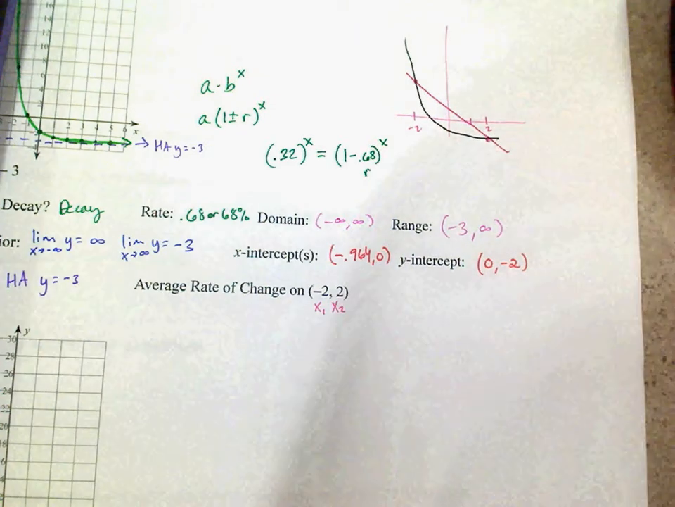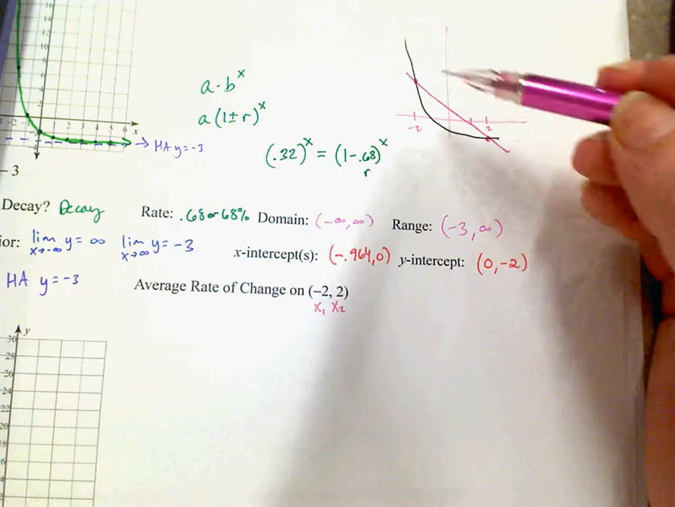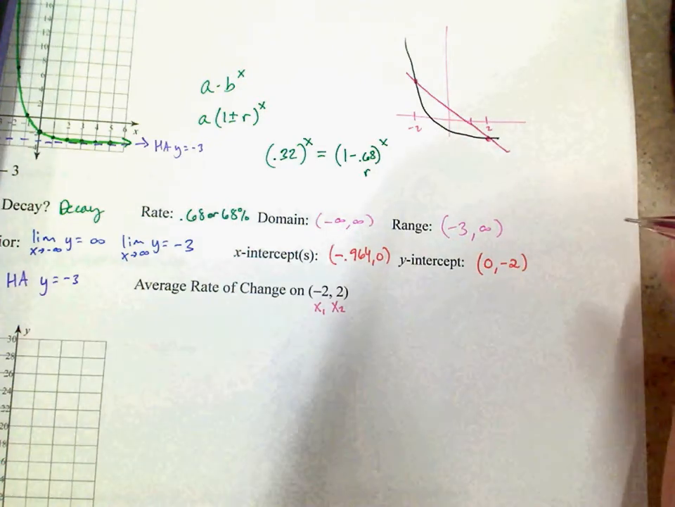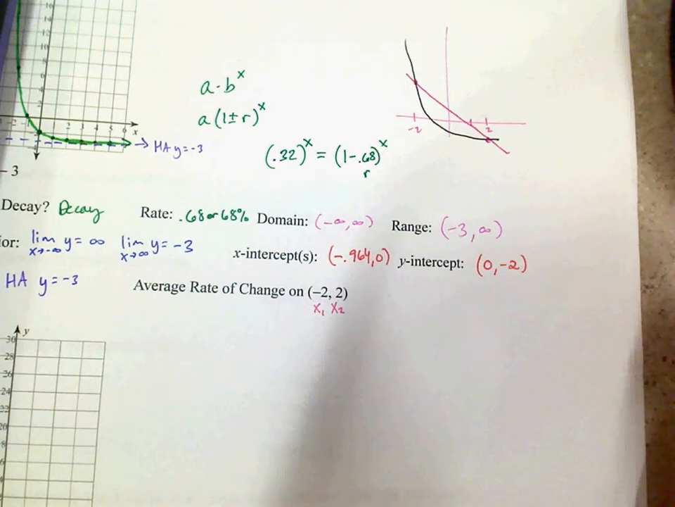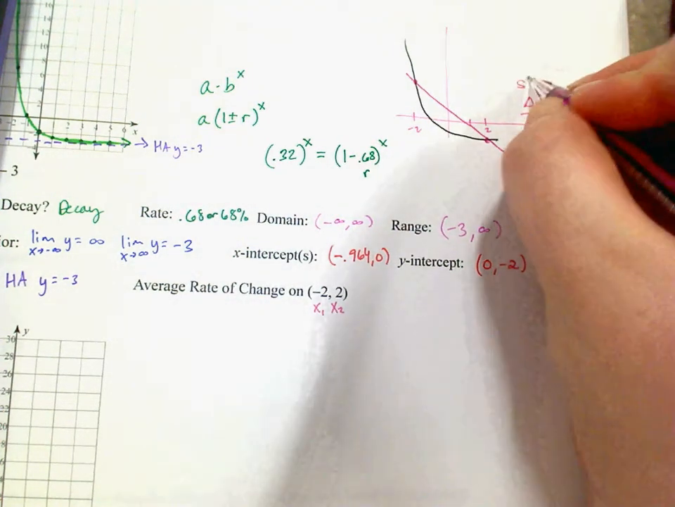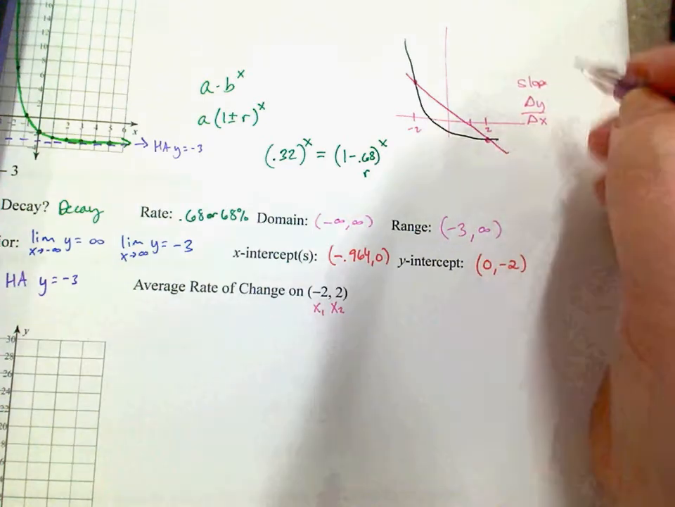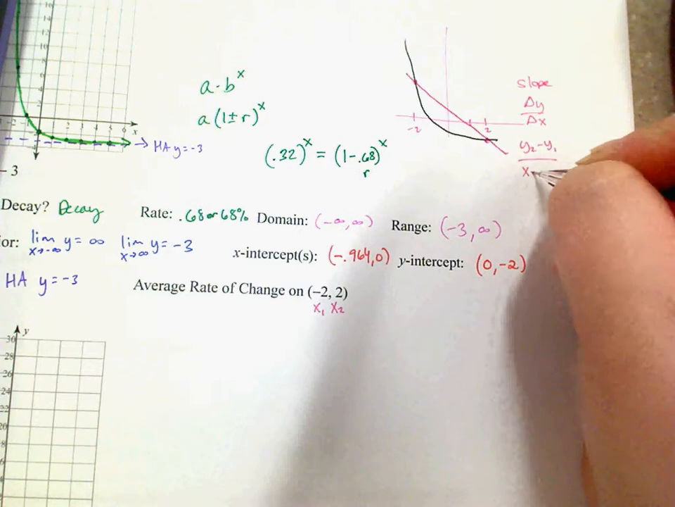It is going to be negative because you're going down and to the right. So rise over run is fall over run. But the important thing is to understand that the formula for slope is just change in y over change in x, or y2 minus y1 over x2 minus x1.